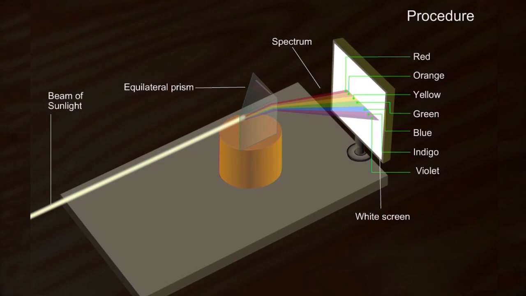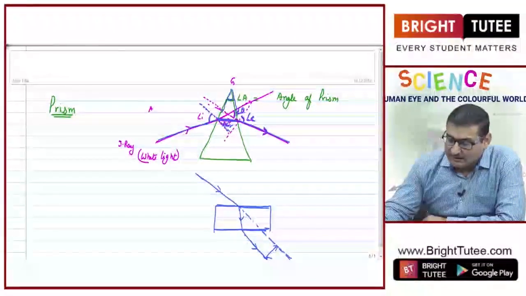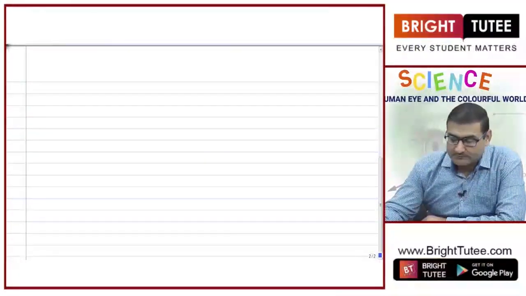So, this order of colors can easily be remembered by remembering the acronym, the first letter of all the colors, VIBGYOR. Okay. So, this is the spectrum which was formed when a beam of light was allowed to pass through a glass prism. We will get the VIBGYOR. Okay. Fine. Now, there was a beautiful observation.